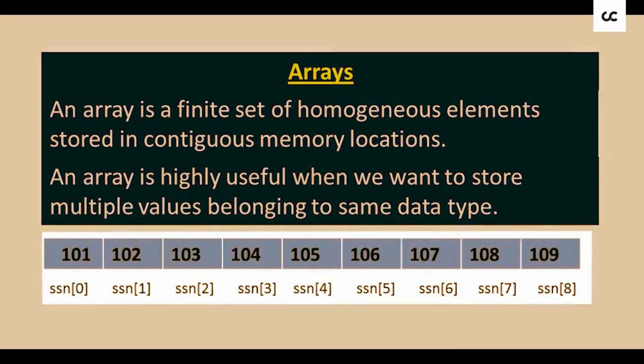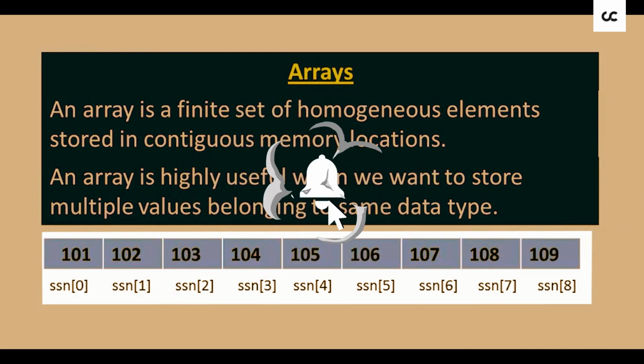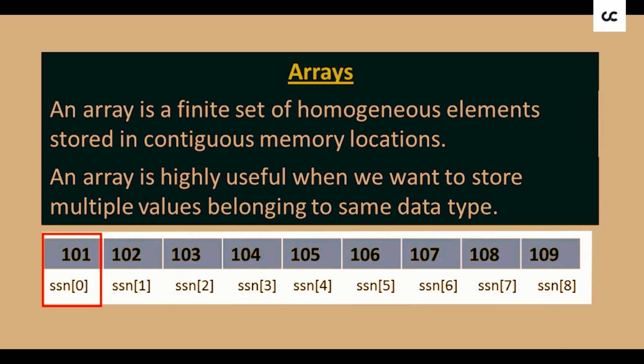For example, suppose I want to store social security numbers of 9 employees. You can see this is an array. The first element is SSN, and within square brackets I am writing 0. The value for this first element SSN0 is 101. The value for the second element is 102, and the second element is SSN1. Now all these 0, 1, 2, 3, 4, these are called subscripts, right?